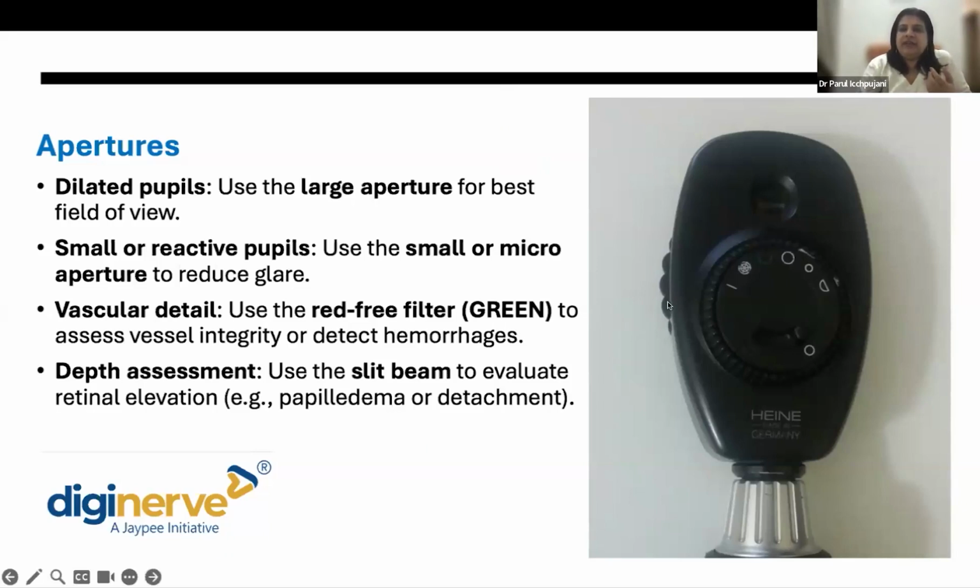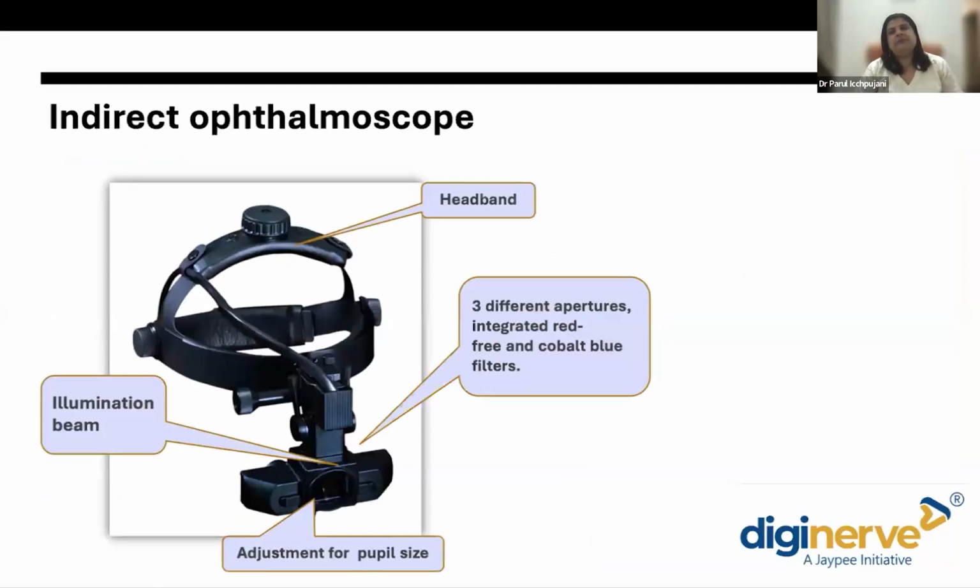So here we have a wheel. We can move the wheel, and then there is a red-green filter, which will help us to assess the vessel integrity or detect hemorrhages or retinal nerve fiber layer defects properly. For depth assessment, again, using this wheel, we can make a small slit beam, and we can see if there is any retinal elevation.